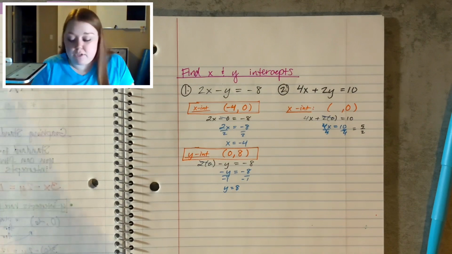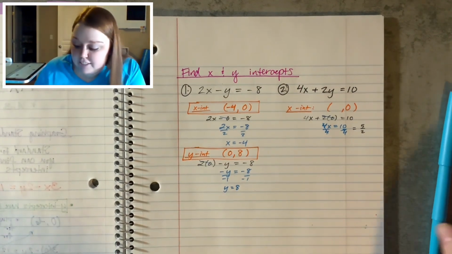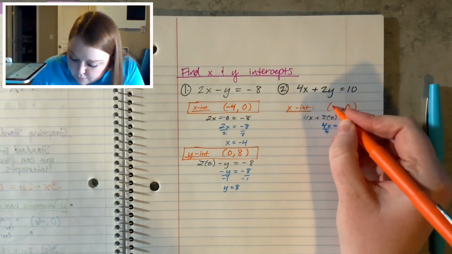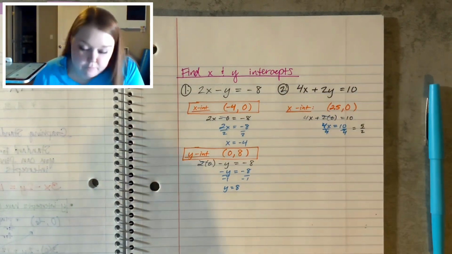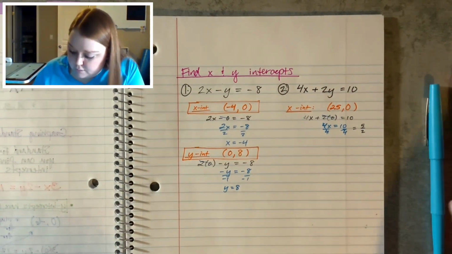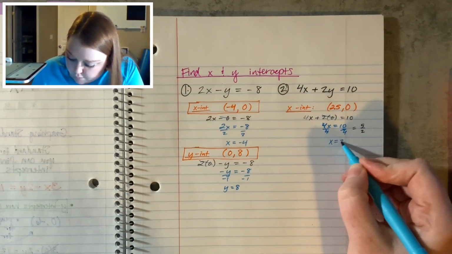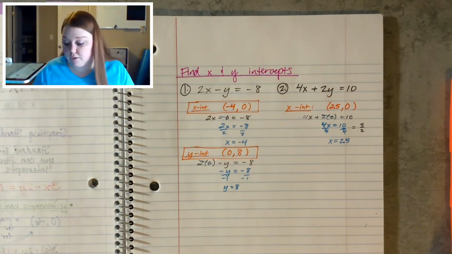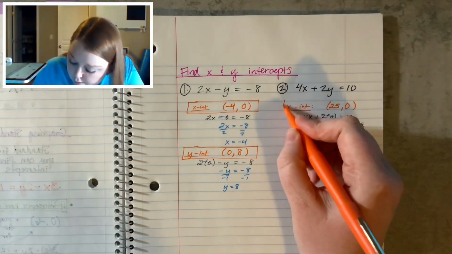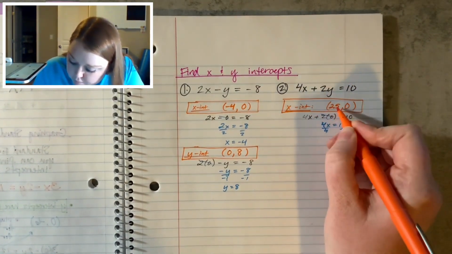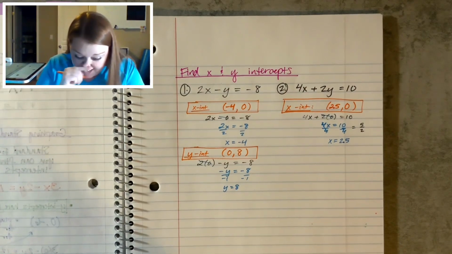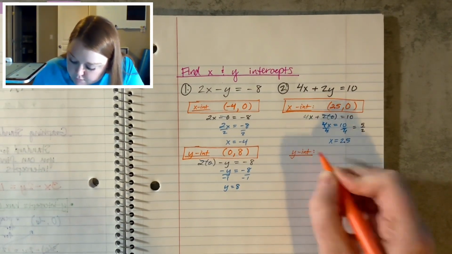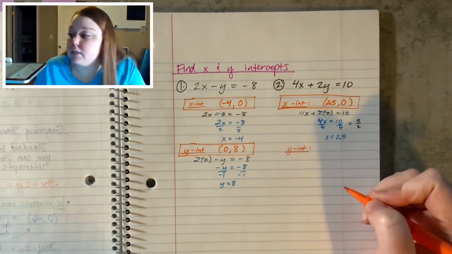If you take your calculator, 5 divided by 2, that is 2.5. That's a pretty nice number, so I would be fine if you just left that as 2.5. Okay, x equals 2.5. Could you leave it as 5 halves, 0? Of course you can. So 2.5, 0 is your x-intercept. And I would like you to pause the video and try to find the y-intercept.